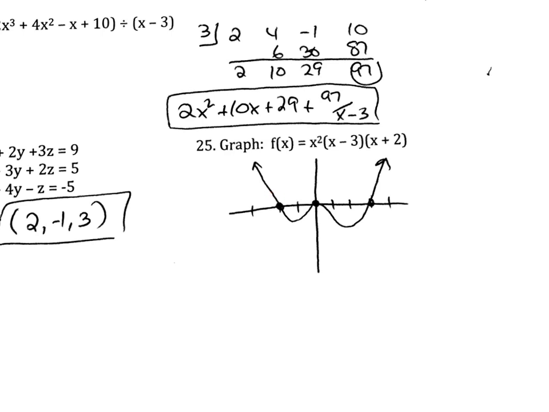Put your zeros on your graph. What makes that 0? 0. What makes that 0? 3. What makes that 0? -2. So I drew it from that end. It bounced there because that was x squared. Remember, any square, any even exponent just bounces. It just touches the x-axis, doesn't pass through. Then it passes through the 3 again.